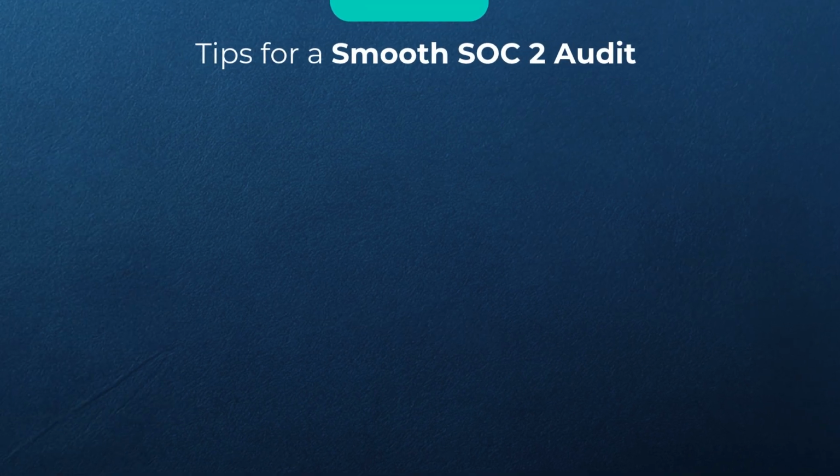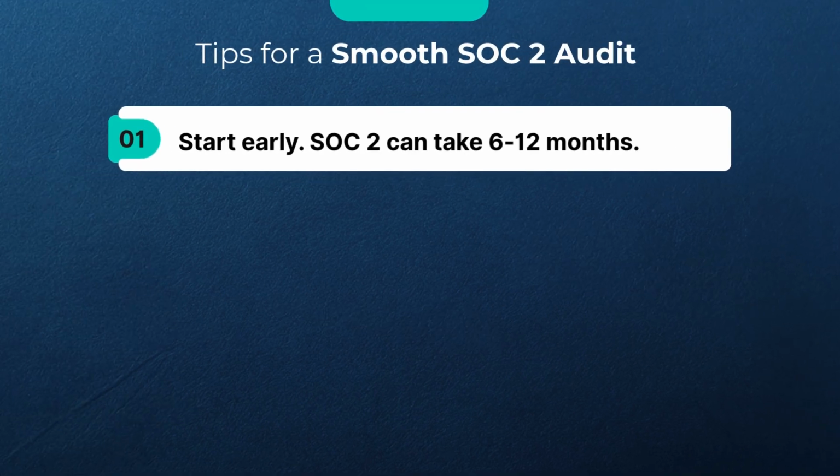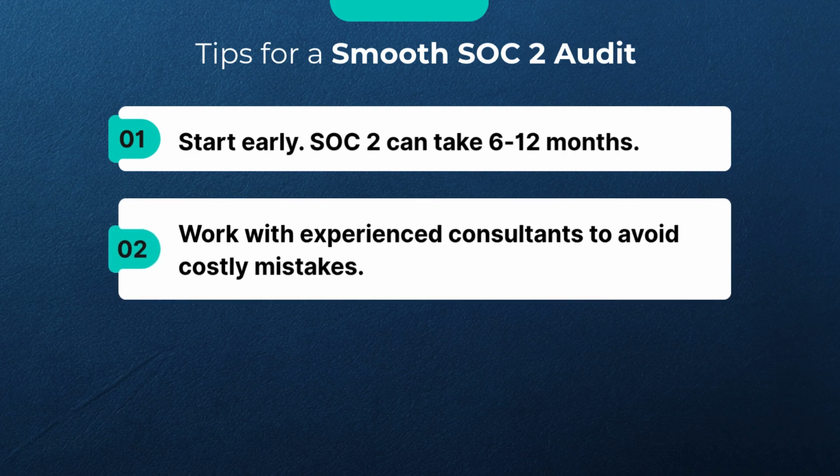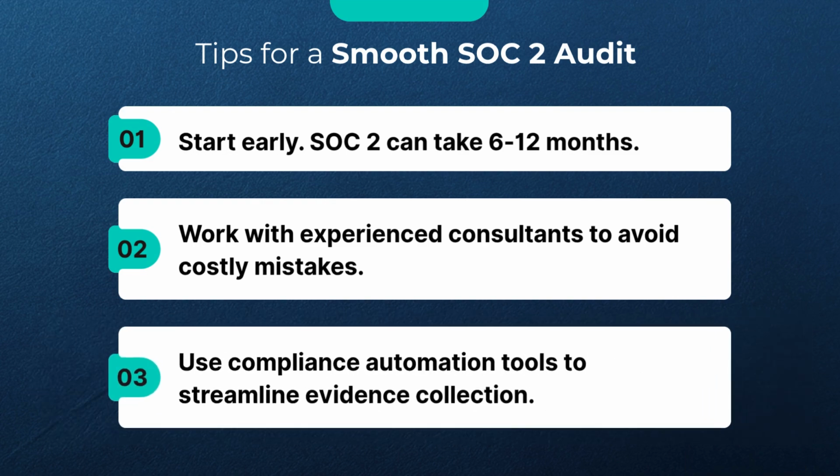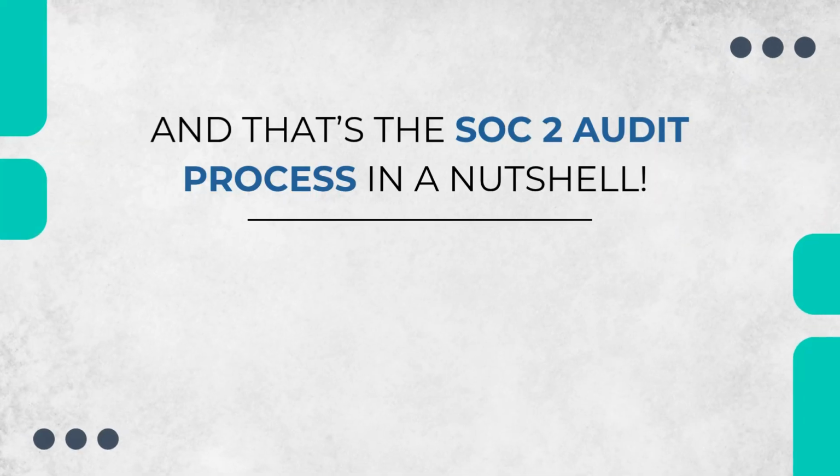Tips for a smooth SOC 2 audit. 1. Start early. SOC 2 can take 6 to 12 months. 2. Work with experienced consultants to avoid costly mistakes. 3. Use compliance automation tools to streamline evidence collection. And that's the SOC 2 audit process in a nutshell.